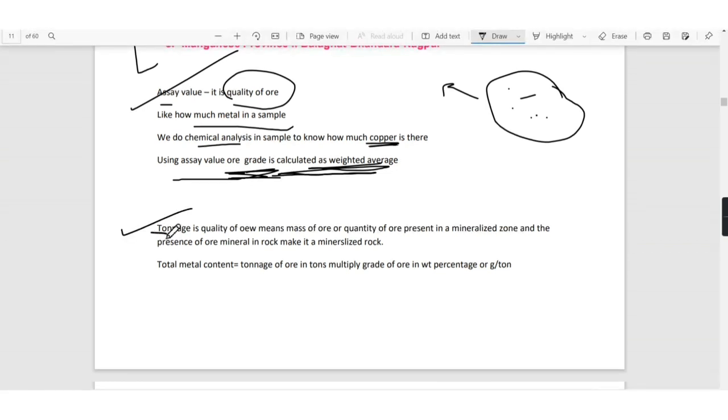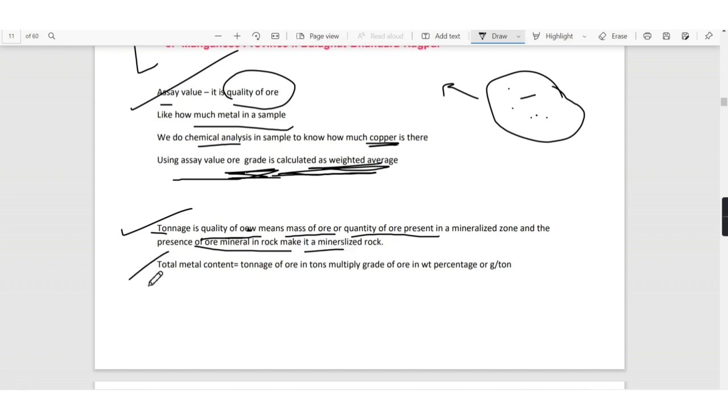Come to the tonnage part. It is the quantity of ore mineral, which means the mass of ore or quantity of ore present in the mineralized zone. And what is a mineralized zone? It is the presence of ore mineral in a rock, which makes it a mineralized rock.